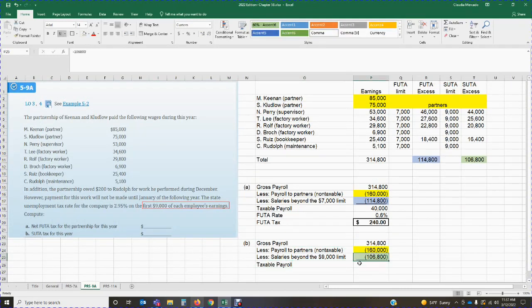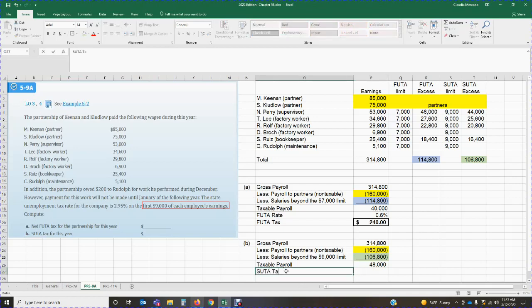So my taxable payroll is going to be my 314,800 minus my 160 minus my 106,800. That gives me a taxable payroll of 48,000. That is how much I am liable to pay my pseudo taxes on, those $48,000. I'm going to multiply it by my pseudo rate. The rate provided in the problem for pseudo is 2.95%. That is given to you in the problem.